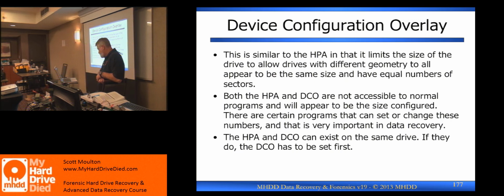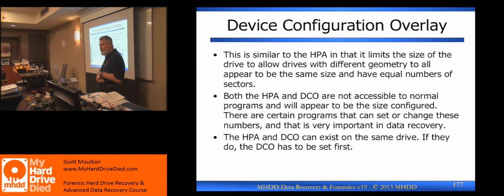So, to regurgitate this, an HPA and a DCO can exist on the same hard drive. You can have two utility partitions that are not easily accessible to the end user. You cannot boot in Windows and then see those two. You have to use a special tool to address them or do something with it.